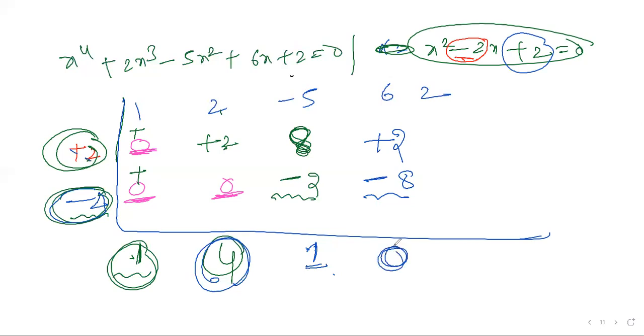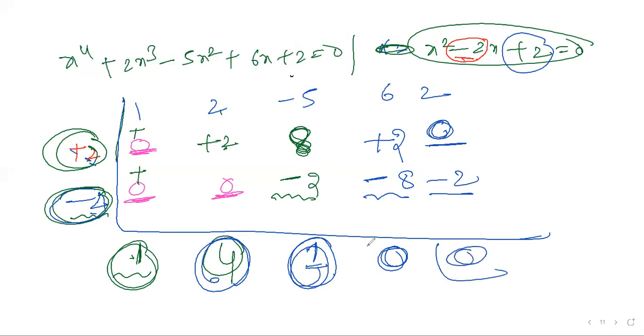Next, here you write nothing. How much is the answer? +2 and 0, the answer is 0. Next, -2 into 1 is -2, and the answer is 0. Clear? This is the fourth order, this is the third order, and you are going to get the second order.